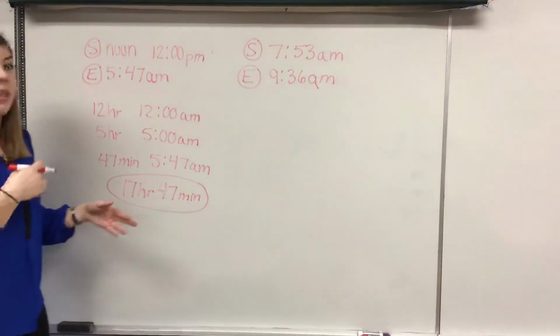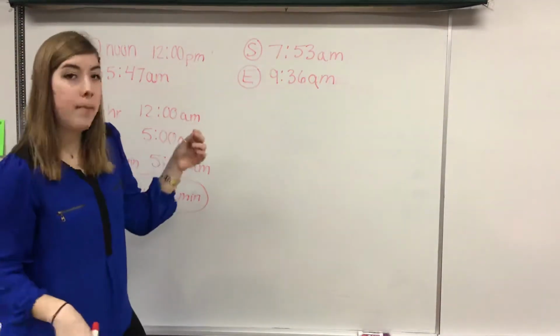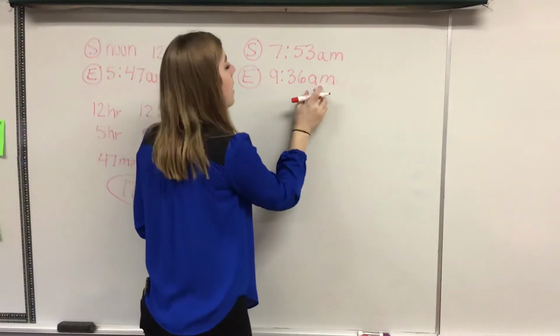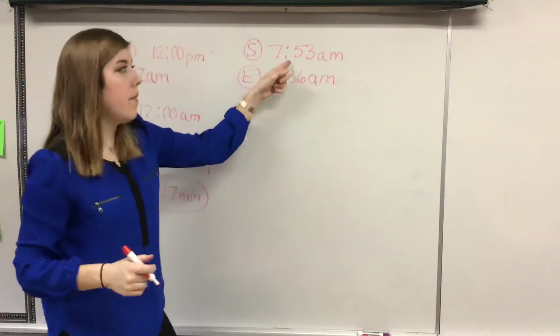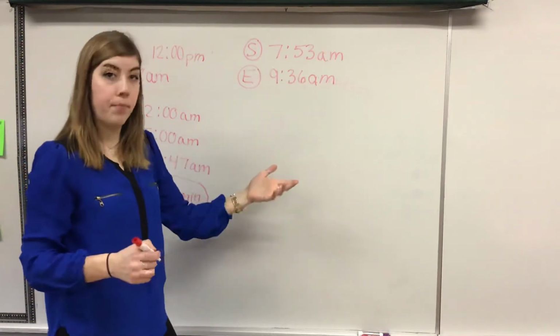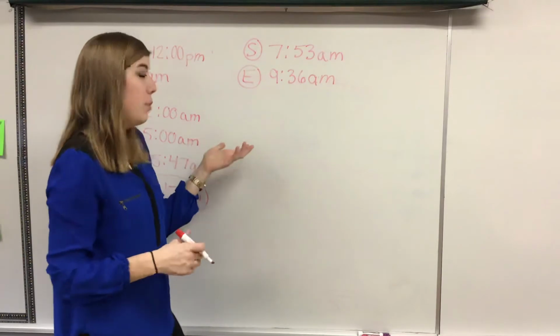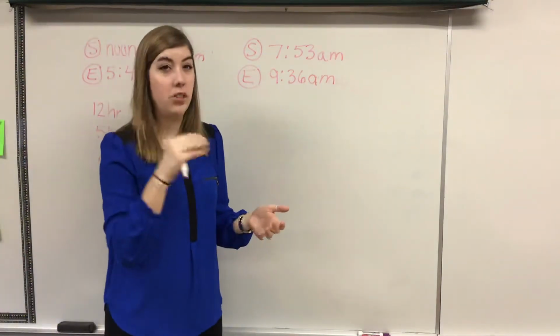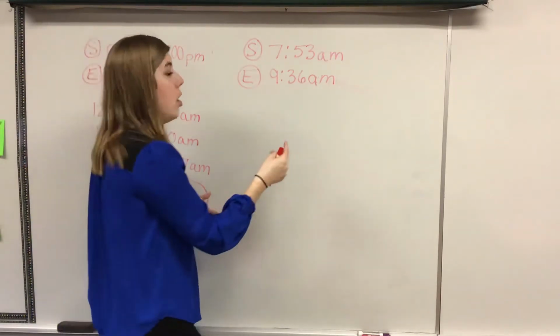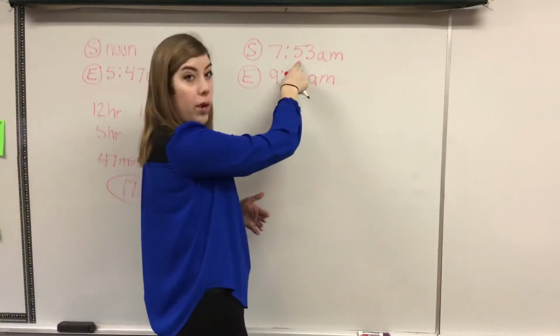Now, if you're not working with a time like noon or midnight where it's top of the clock, sometimes it can be a little bit more difficult. So let's take a look at this one. Our start time is 7:53 a.m. and our end time is 9:36 a.m. In an instance like this where it's not noon or midnight, I like to start with the minutes and work the minutes up to where I want them. So I'm starting with 53 minutes.